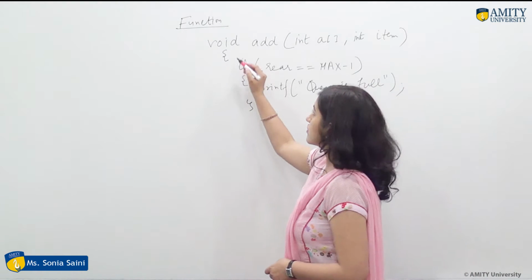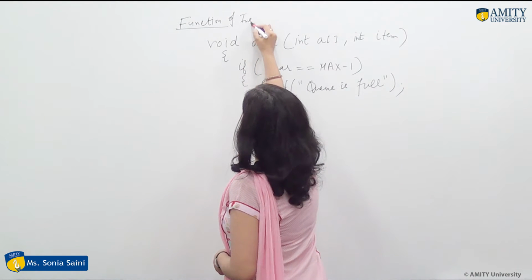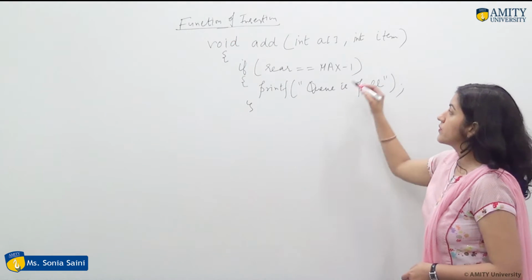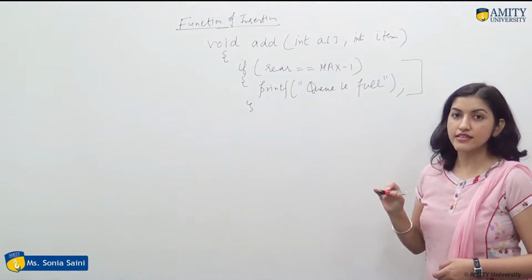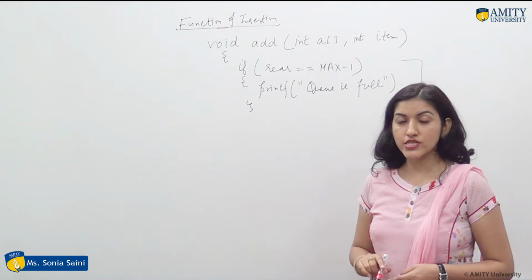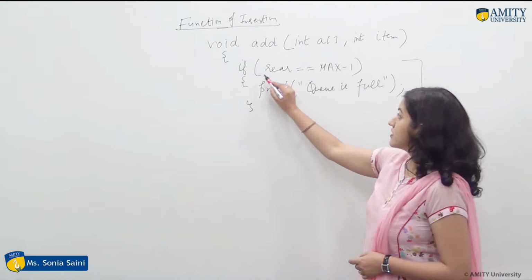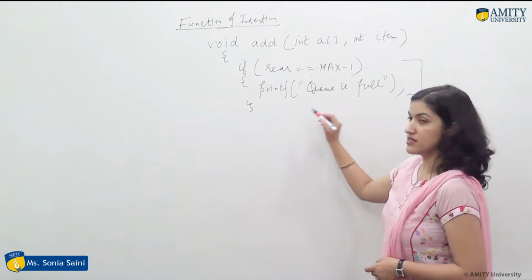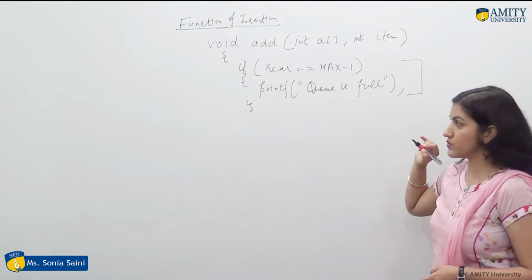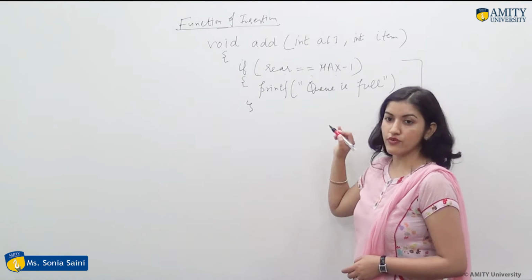Next is the function of insertion. How to add an element in a queue? First case, we will check whether the queue is full or not. How to check whether the queue is full or not? If rear is equal to max minus 1, printf queue is full. We can't add an element in this queue. Queue overflows.